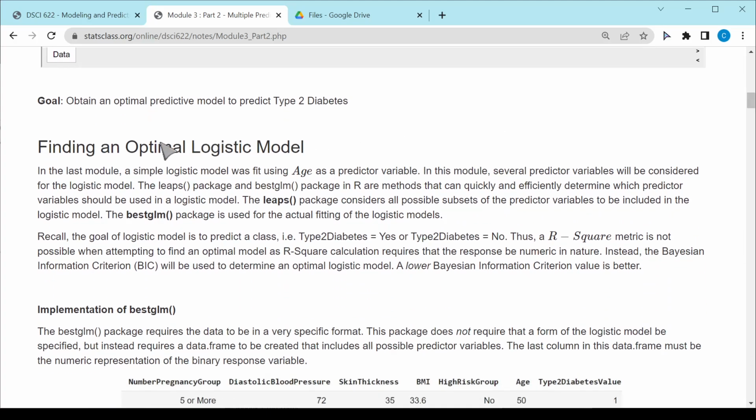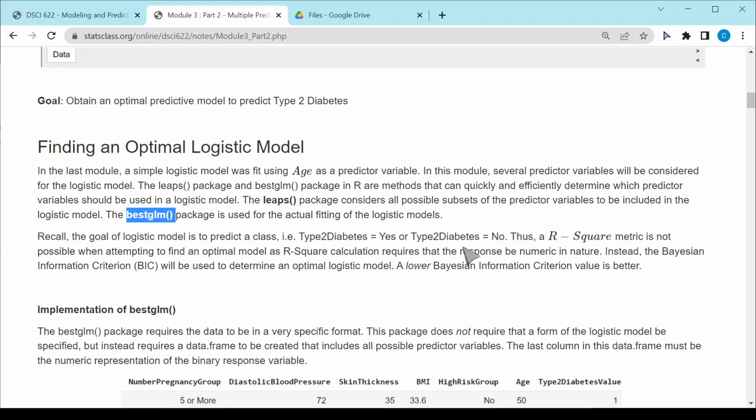The goal here is to find an optimal predictive model. So what we're going to do is use the leaps package like we did earlier in the course when we were looking at regression type problems. The leaps package allowed me to investigate all possible subsets of the predictor variables. There is one additional package that we're going to need for logistic, and that is the bestglm package. The bestglm package uses leaps to identify the best logistic model.